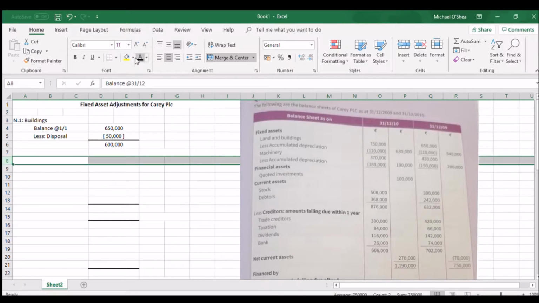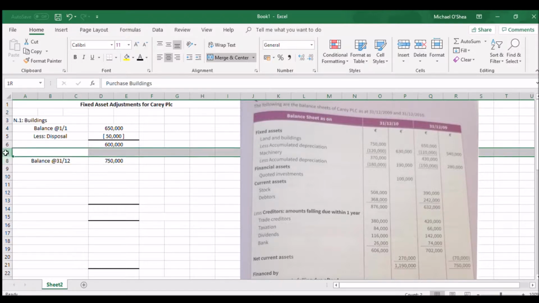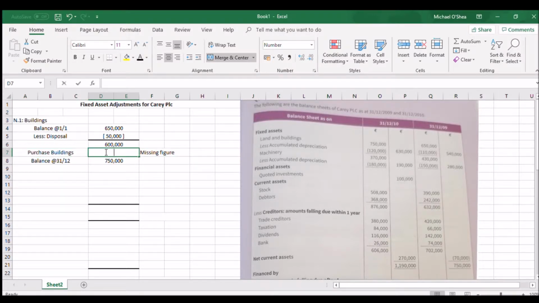Now we're not told anything else, but we know that the balance at the end of the year is 750,000. So it went from 650 to 750, and we disposed of some buildings. If we dispose of buildings, our balance is down to 600 and suddenly went up to 750. So that 150,000 difference is a purchase. It's a missing figure, the difference between the 600,000 and the 750,000.